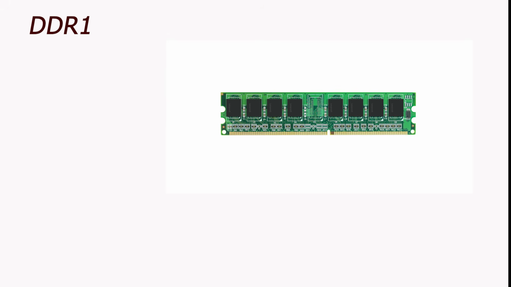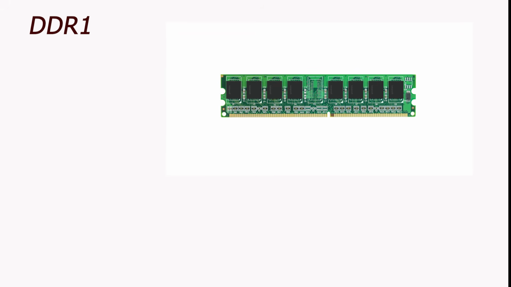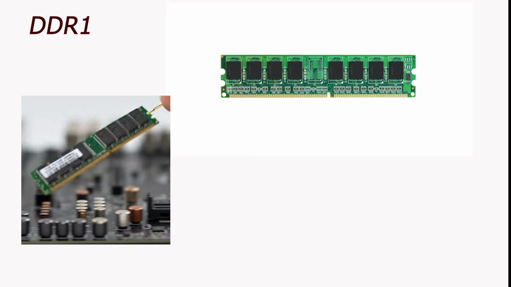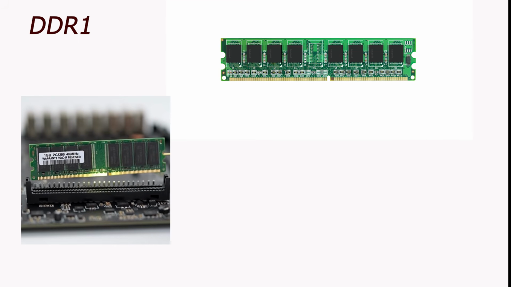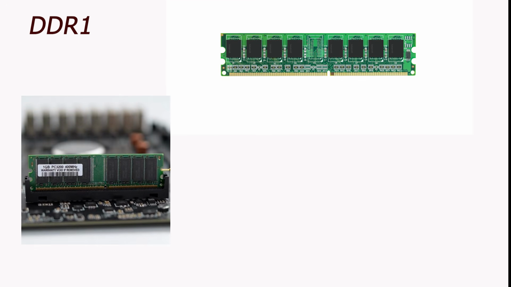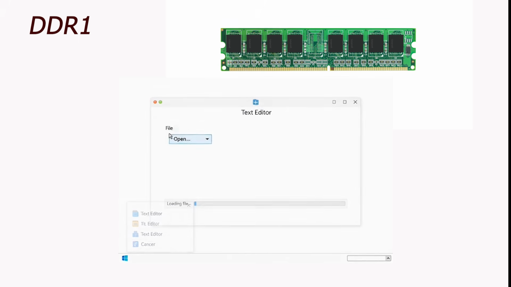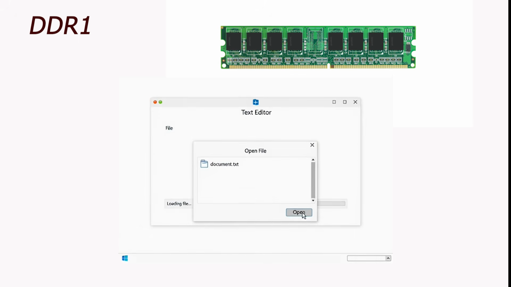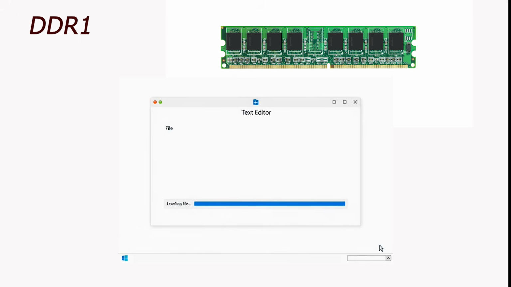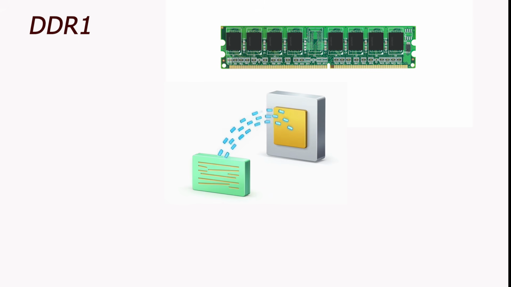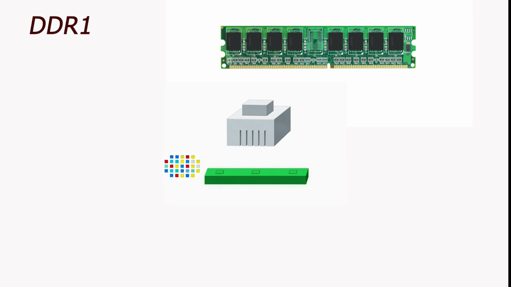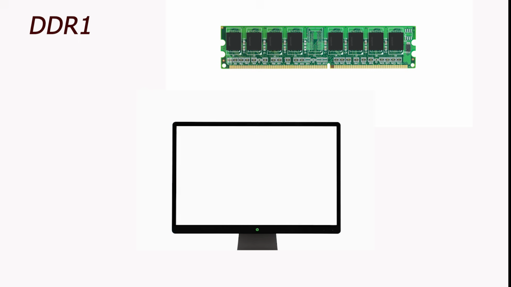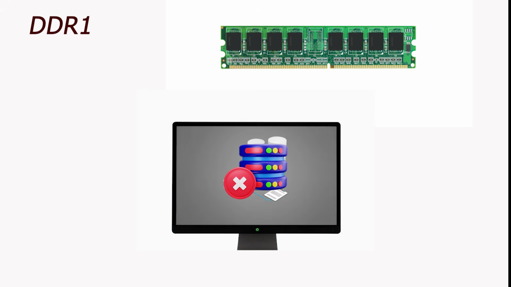DDR1. DDR1 was the first generation of double data rate memory, and it marked a major turning point in how computers handled data and performance. Any time you open a program, load a file, or perform any task, the data needed for that task is placed into DDR1 memory, so the CPU can access it quickly because the data is already in the memory. DDR1 is volatile memory. All stored data is lost immediately when the computer is powered off.